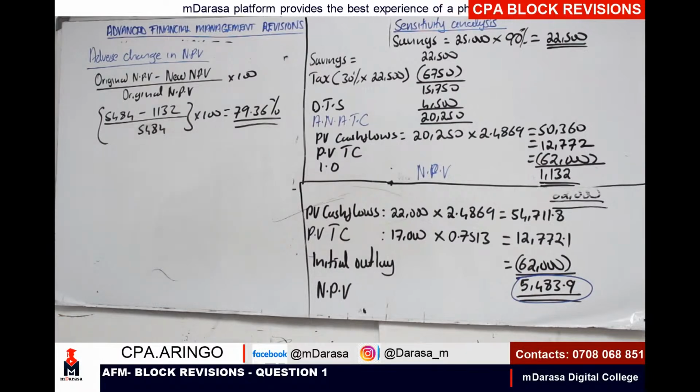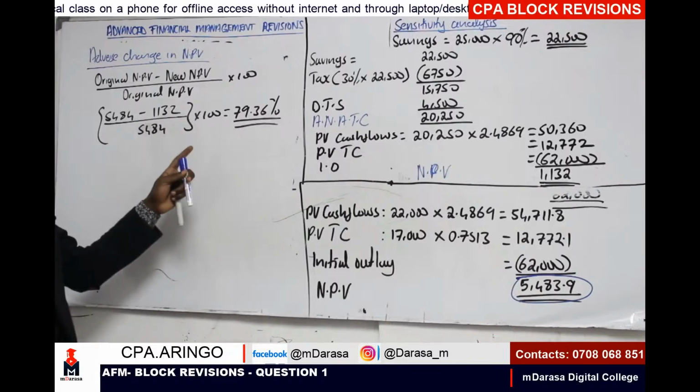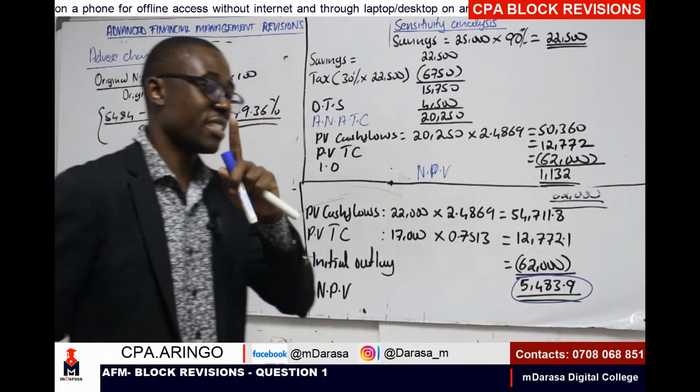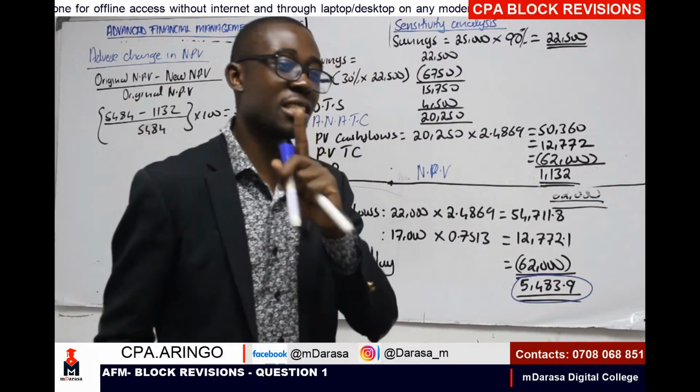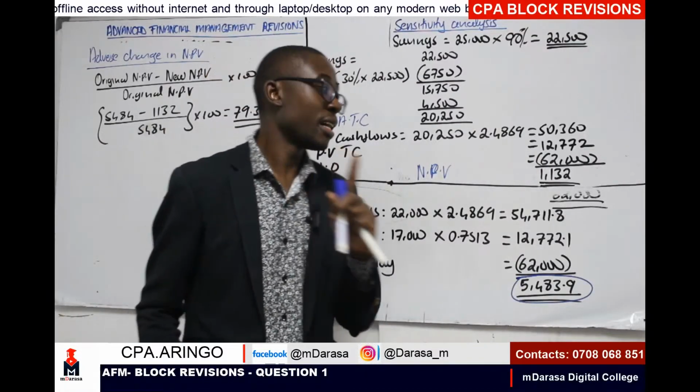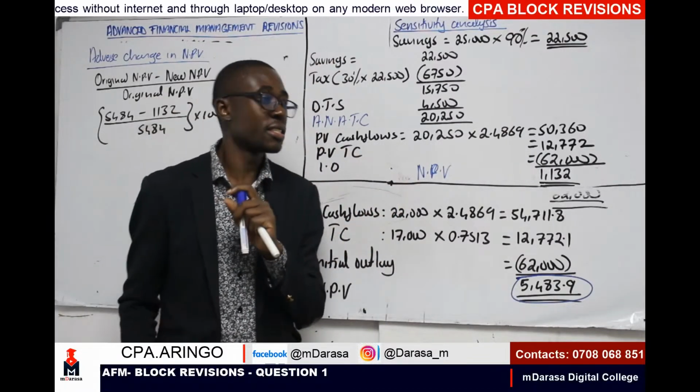So if you are to advise the company, you'll find that it is a very sensitive decision variable, because a 10% adverse change in the variable results in a 79.4% adverse change in our NPV. So that decision is very, very sensitive. 79% is very, very sensitive.